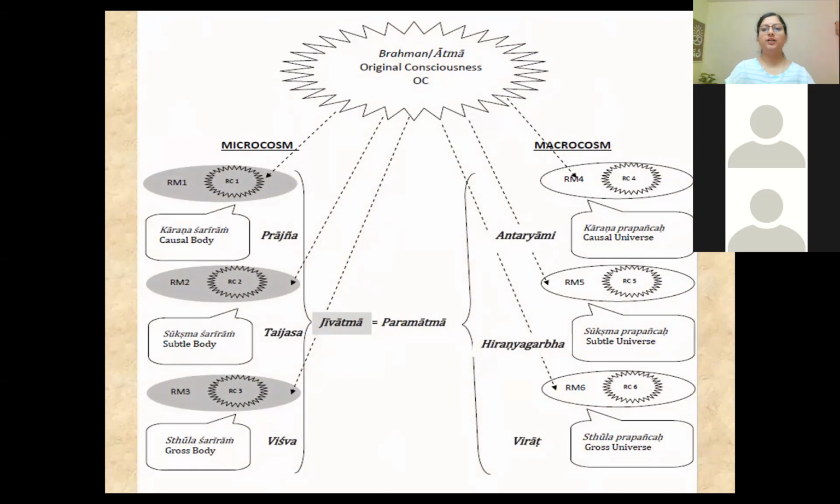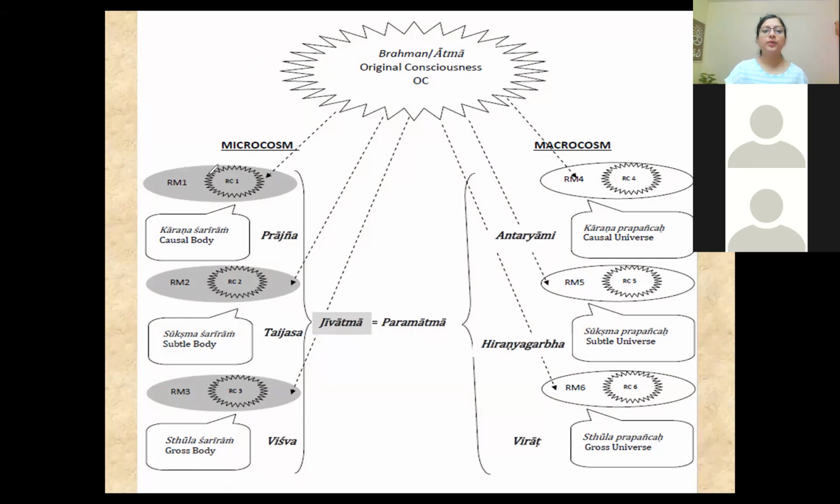Okay, so let's start with a quick revision of this diagram. On the top we have the original consciousness, which is nothing but Brahman, the consciousness principle. In the example, this is compared to the sun. And then we have 6 mirrors or 6 reflecting media. Out of them, 3 are on the Jiva side, that is the microcosm side, and on the macrocosm side, the right side, we have another 3.